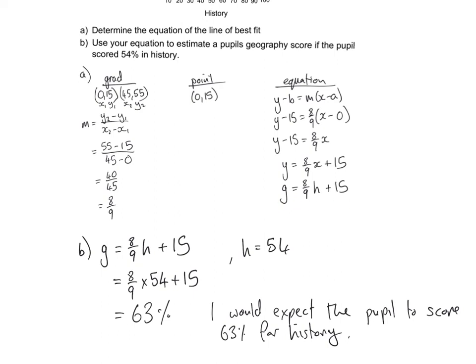You should also remember that I can also use this equation in the other way. So for instance, if I was given the geography score and asked for the history score, then I would just substitute in place of G. What I'd end up with then, rather than just something to evaluate, I would end up with an equation which I could go on and solve to find the history score.